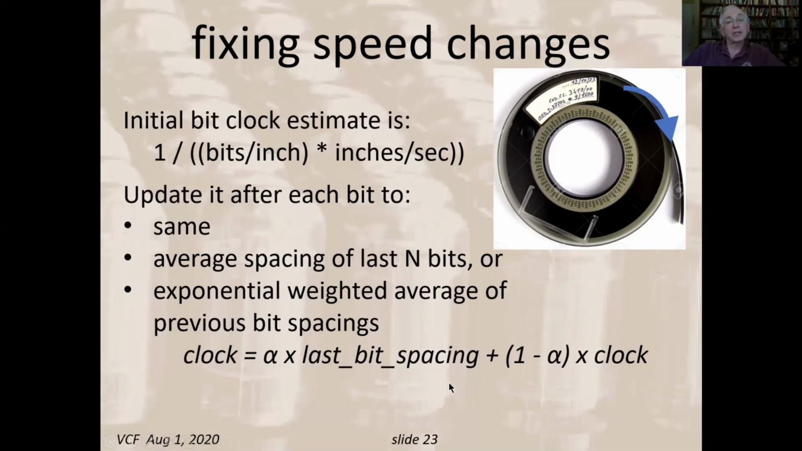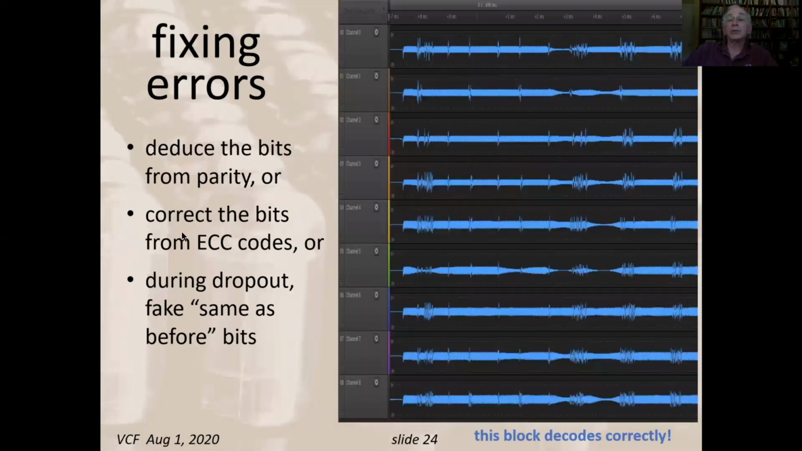Once you've got a good fix on the bits, you can try to correct errors. There are several ways of doing that. One is you can deduce the bits that might be bad from parity. You can correct the bits if the format has error correcting codes or longitudinal check words. A surprisingly good technique that seems to work often is to fake, during a dropout on the tape, that the bits you are missing were the same bits as before. There are a surprising number of 0 bits on lots of these tapes. So this is an example of a tape that we were successfully able to recover the data from, even though there are some serious dropouts in various tracks.